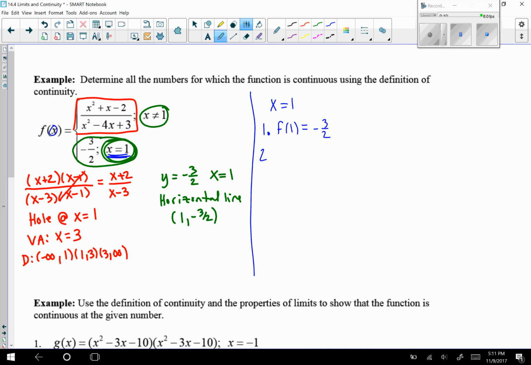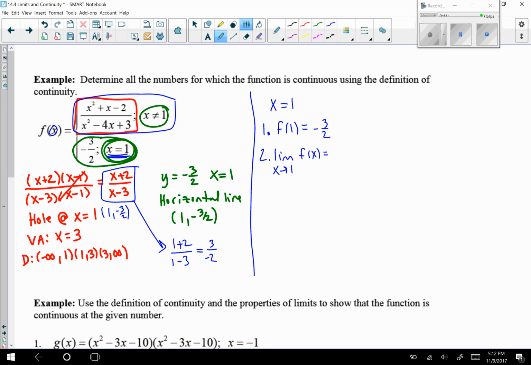Then for the second part, I have to look at the limit as x is approaching 1 for the function. Remember, that means you're looking at the left and the right side of 1 and what it's approaching. So I would be using this top equation on my graph. And when we're trying to figure out where the hole is, we can use our simplified answer here. If I plug in a value of 1, I would get 1 plus 2 over 1 minus 3, which is 3 over negative 2, so negative 3 halves. So that's where the hole would be located, at (1, negative 3 halves).